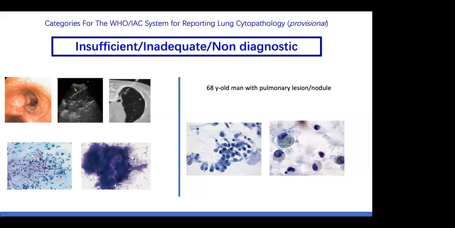But we know that in practice, most of you are in the lab receiving slides with the clinical information. Imagine you receive a bronchial wash, and this is a 68-year-old man with a pulmonary lesion or nodule, and you see only benign components, bronchial cells, macrophages. This is non-diagnostic, or you should report as benign cytology.